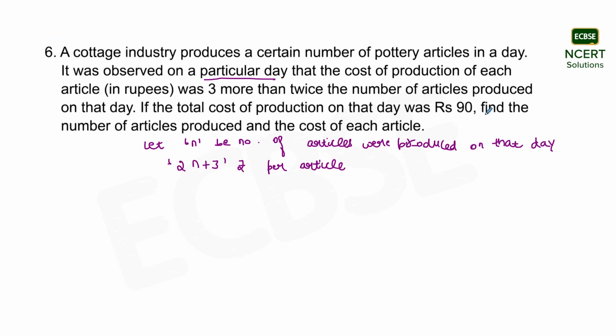And also it's been given that the cost of production of that day was rupees 90. If n is the number of articles and 2n plus 3 is the cost per article, then if we multiply the number of articles with the cost per article, this will be the total cost of production, right? This is given to be 90, so we will be equating this with 90. On solving, I'll be getting 2n square plus 3n minus 90 is equal to 0.